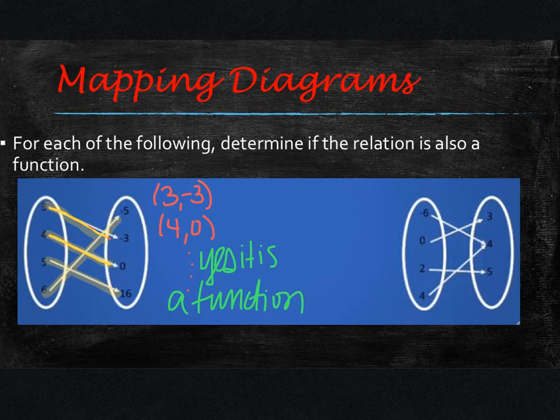Looking at this next mapping, we have -6 that is going to one number. We have 0 that is going to one number. We have 2 that is going to one number. And we have 4 that is going to one number. Each one of these x values is going to just one number, and therefore it is a function. Some people get confused and see that this number right here has two x values coming to it, but again, we don't care about those y values, we just look at the x values. So this one is a function.